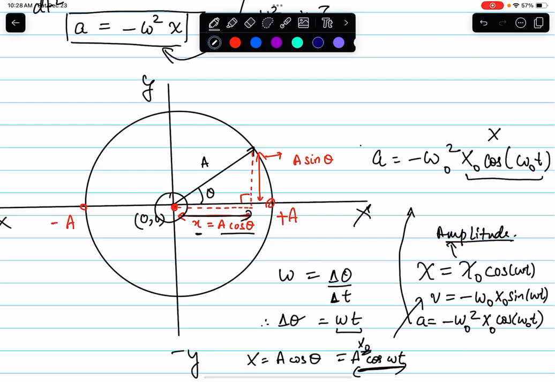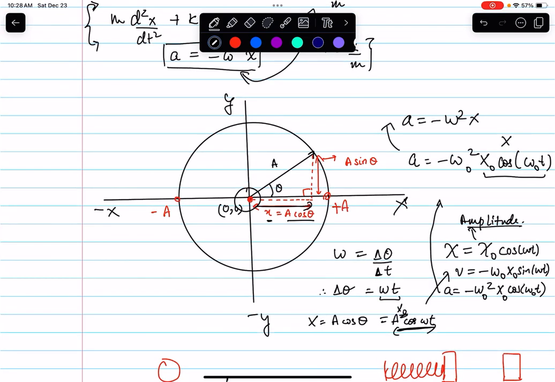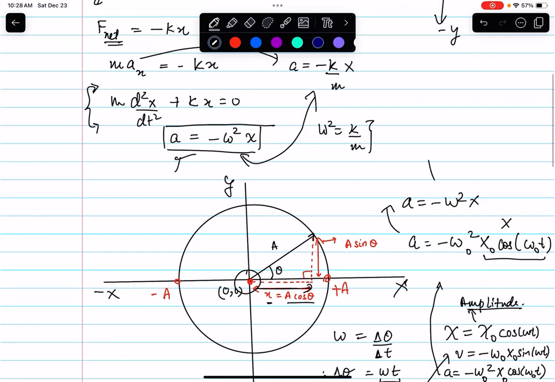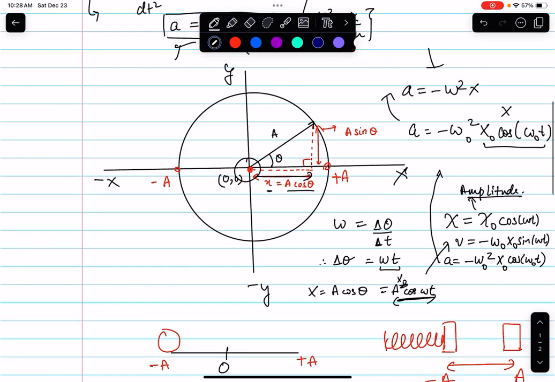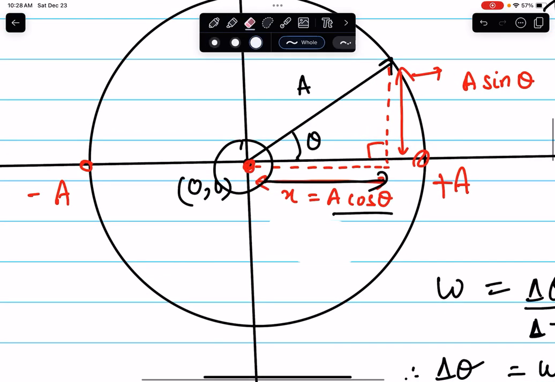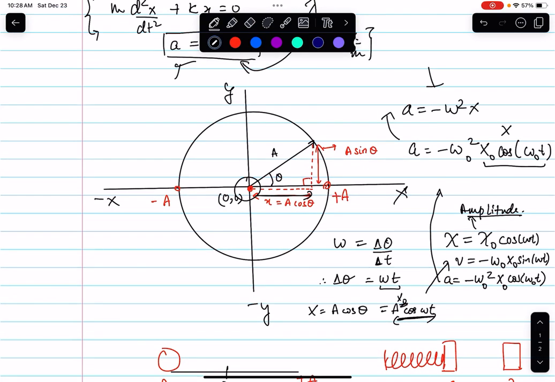And so, we get this familiar equation that a is negative omega squared x, which is precisely what we got over here. Okay? So, therefore, as you can see, we were able to derive the simple harmonic motion equations by just observing circular motion, right?